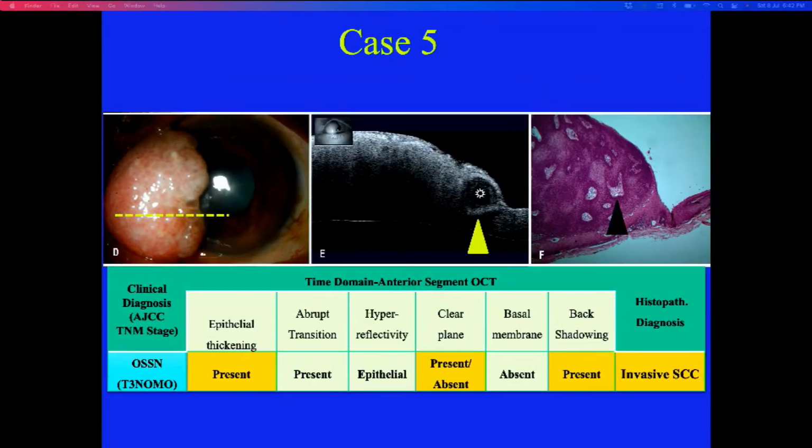Case 5 was a very large lesion. Now, this one, the challenge was the depth. There was a huge amount of back shadowing, and we didn't really get much resolution in the depth of the lesion. Another thing that we found was this, which is marked with a star there. And we thought, was it actually suggestive of an invasive lesion? But it was not so much, because actually this was invasive SCC.